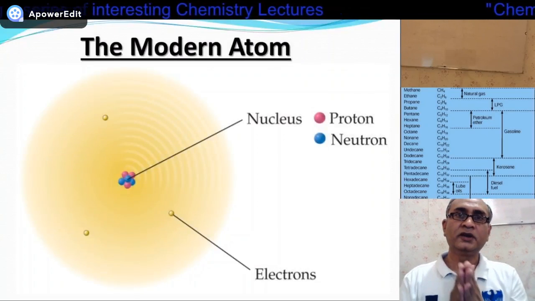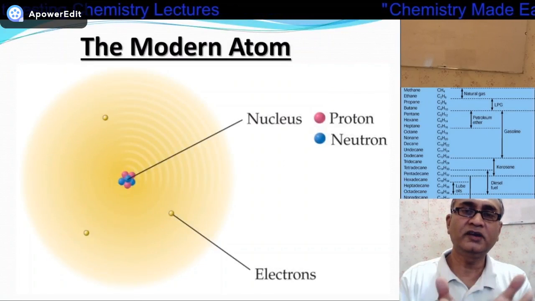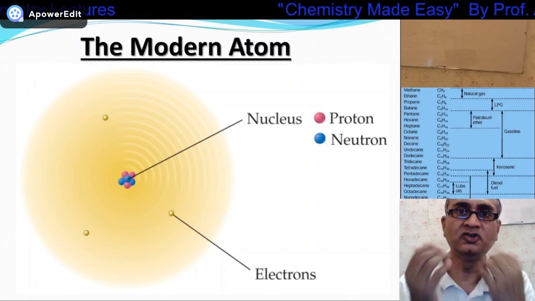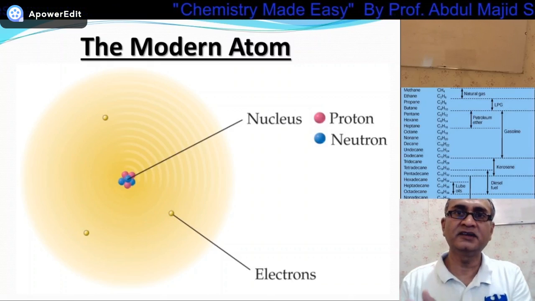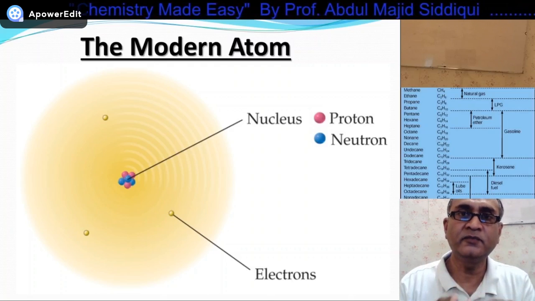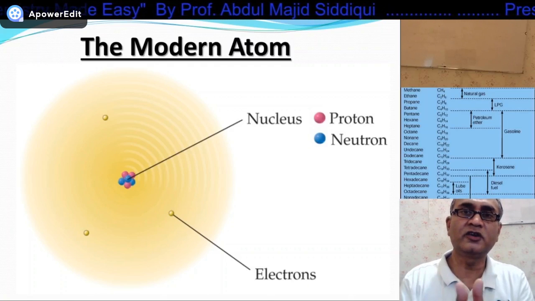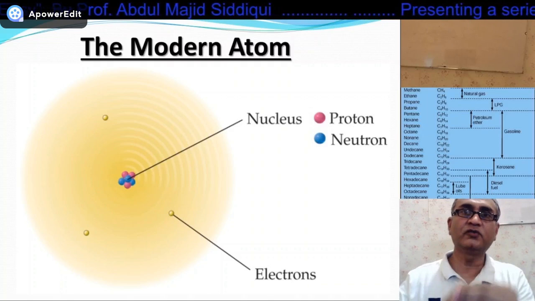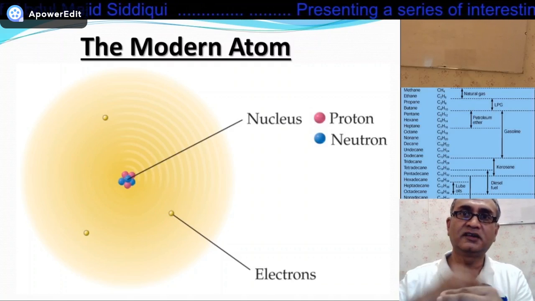You also know that an atom has three fundamental particles: electron, proton, and neutron. We can find proton and neutron in the center of an atom. What do you call that center? The nucleus. So we can say that protons and neutrons are found in the nucleus of an atom, whereas electrons revolve around the nucleus in various energy levels, in various shells.